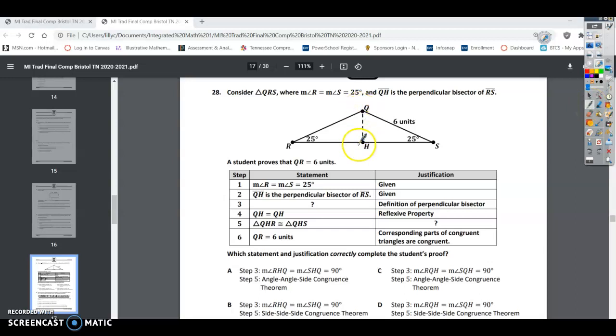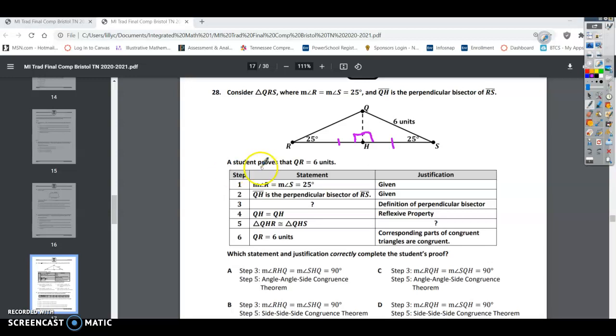We know that this is a perpendicular bisector of this. So that means it cuts this into two equal parts. So that means these are congruent. And it means that this forms 90-degree angles on both sides. All right, so let's continue.